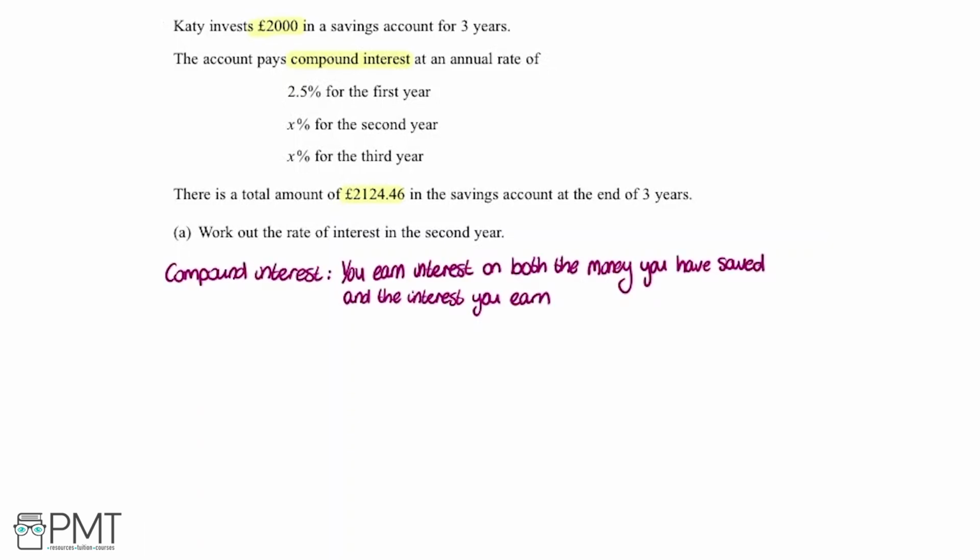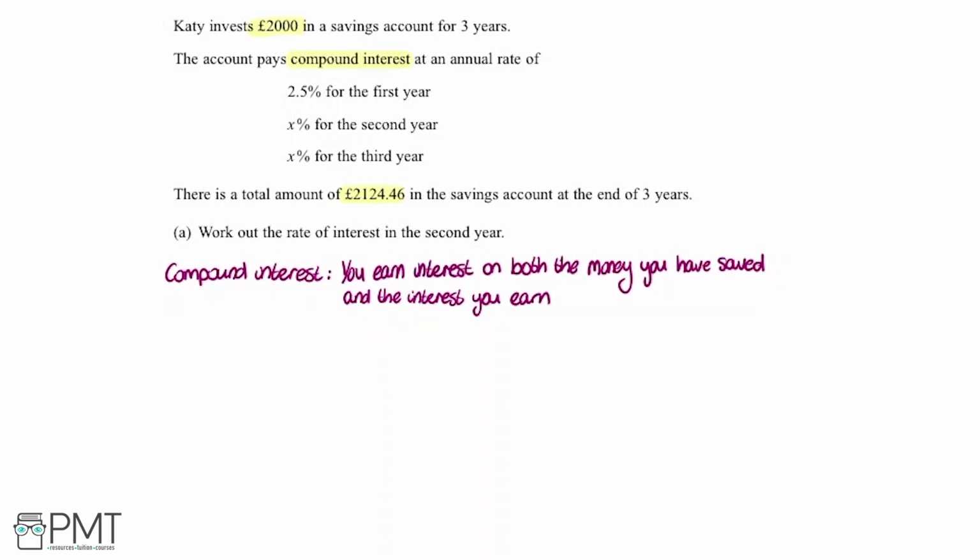So now I've written down here a definition for compound interest. My definition is that you earn interest on both the money you have saved and the interest you earn. So essentially, using Katie's investment as an example, originally Katie invests £2,000. For the first year, the 2.5% interest is applied to the £2,000. But because of the interest at the end of the year, Katie's going to have more money. So for the second year, all of that money is essentially put back in the pot, and this interest is applied to all of the money, so the £2,000 and the interest earned in the previous year.